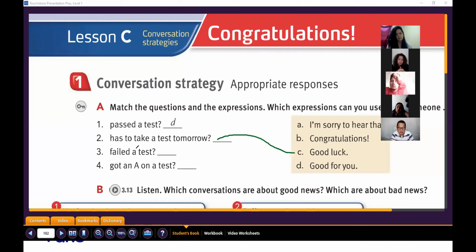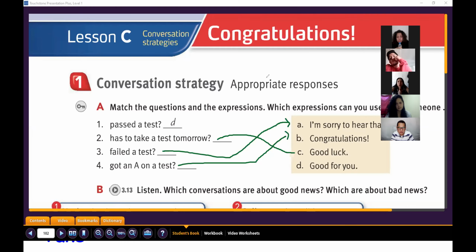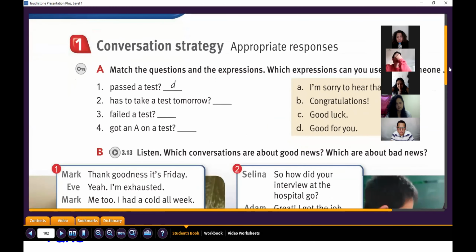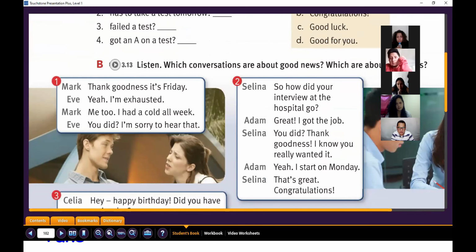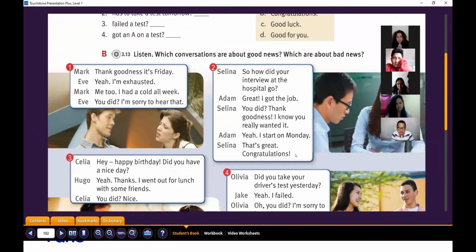The next one. When you fail an exam. I am sorry to hear that. I'm sorry to hear that. I know. I'm sorry, right? You fail a test. And the last one, you got a 10 on a test. Congratulations. Of course, here, congratulations. That's right. So these are some possible responses to every situation that we have here. And that's the suggested topic in Lesson C. When we make some comments, let's listen to these short conversations so you can see the different answers.